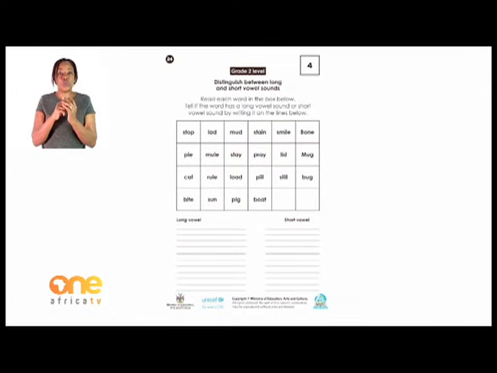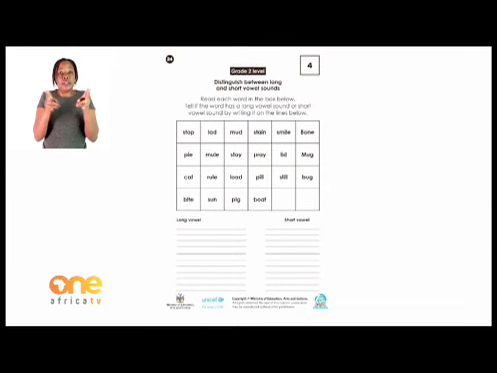Now we are going to distinguish between the long and the short vowel sounds. We can only do that by reading the words first and listening to them. How do they sound? If they are long vowels, we pull it when we read it. If they are short, we just read it and cut it short. That is a short vowel sound.